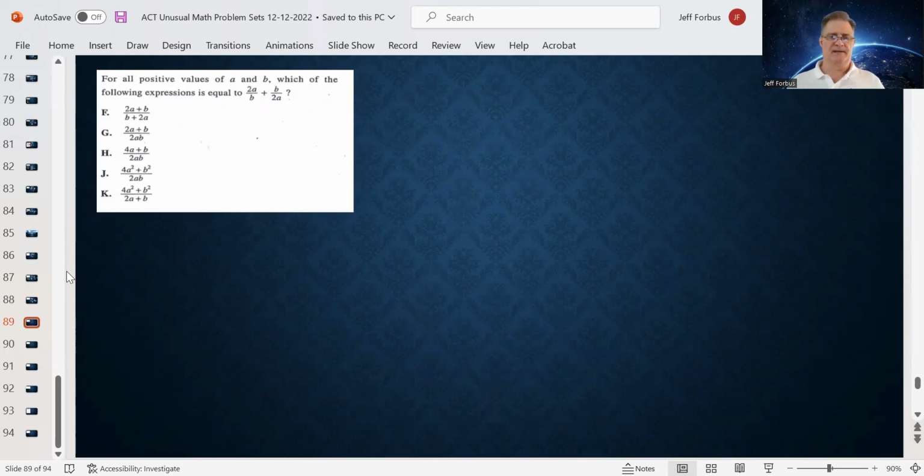Now, this one I've selected because it's really about the mechanics of mathematics, where a lot of people get confused. So let's take a look at it. For all positive values of a and b, which of the following expressions is equal to 2a over b plus b over 2a? So which one of our answer choices is equivalent to what they have in the question?